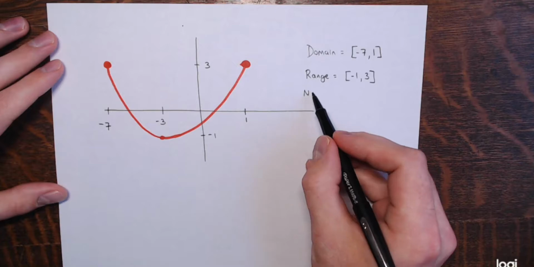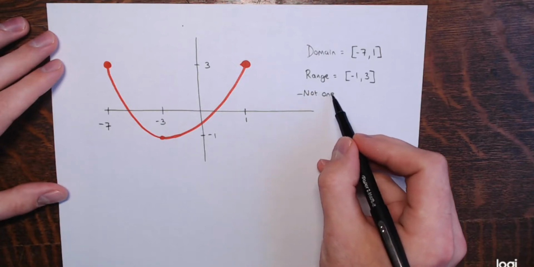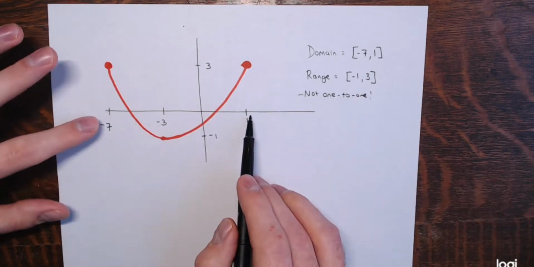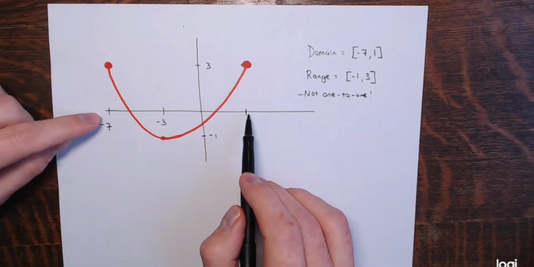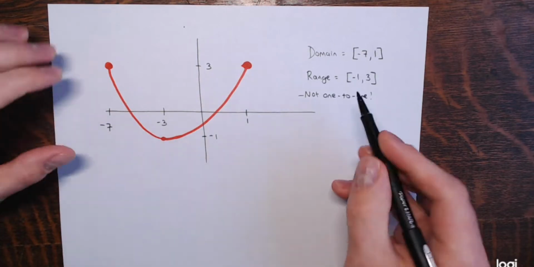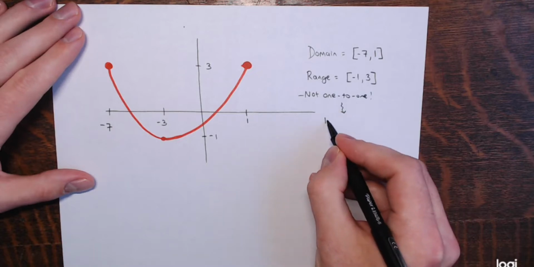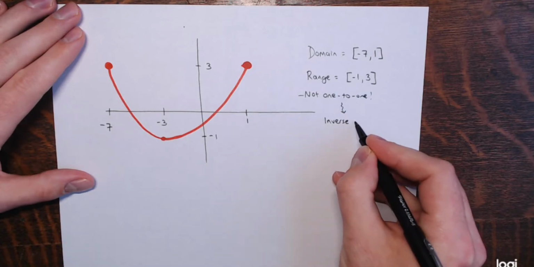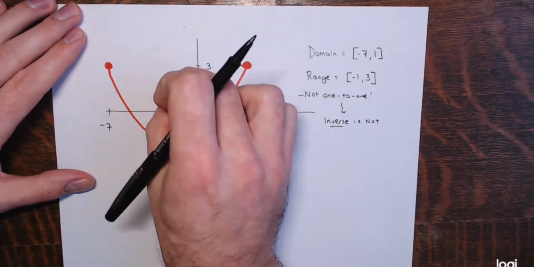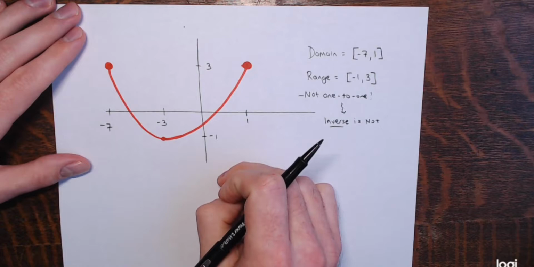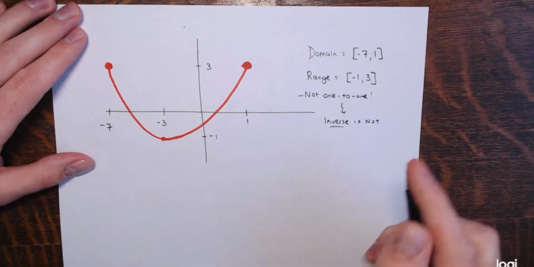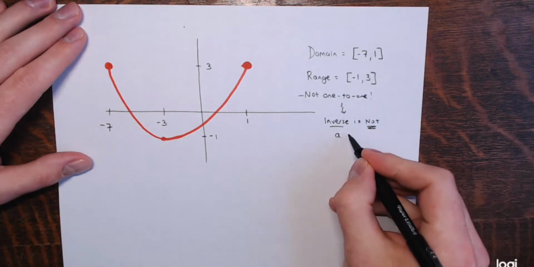But this is not a 1-to-1 function, right? Because there are two x values that give me the same y value. These x values of -7 and 1 give me the same y value of 3. That's not a 1-to-1 function, and that means the inverse is not a function. If I were to reverse all these ordered pairs, if I were to reflect across the line y equals x for all these points, that new graph would not pass the vertical line test. It would not be a function.